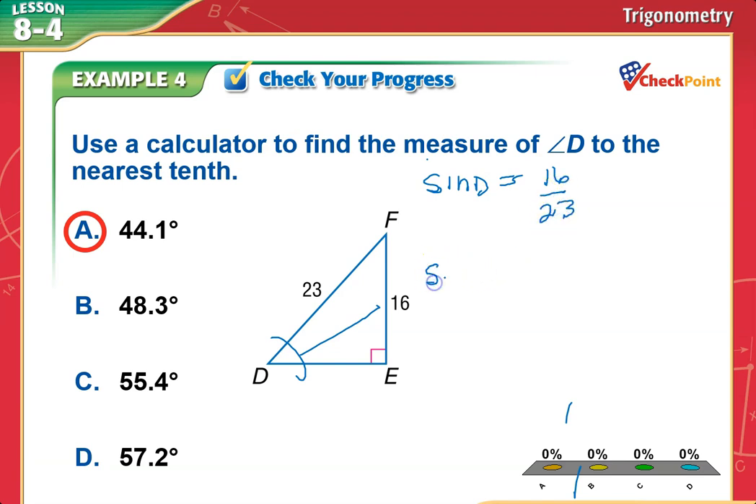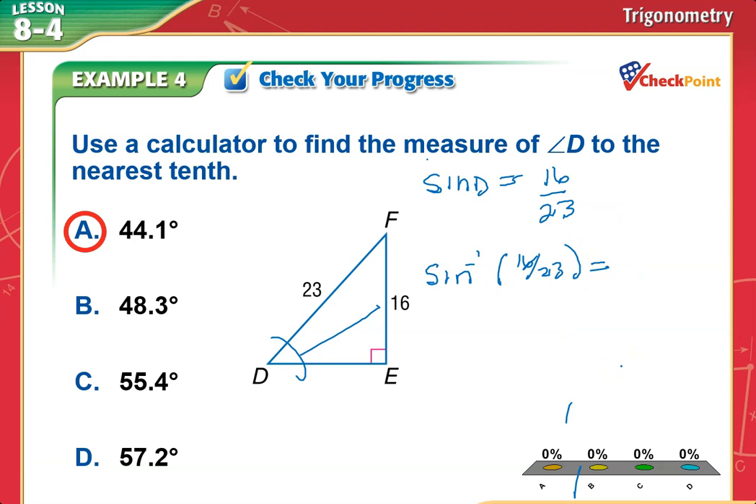Therefore, we can find the measurement of angle D by doing the inverse sine of 16 over 23, which gives me a measure, and you can use your calculator, inverse sine of 16 divided by 23. And you get an answer of 44.079, which they rounded to 44.1.